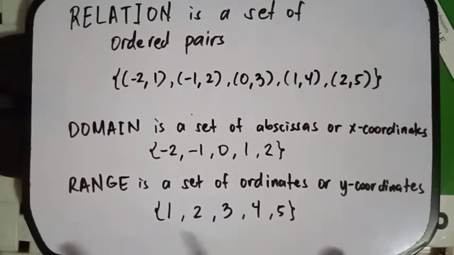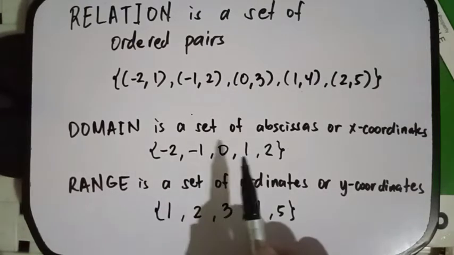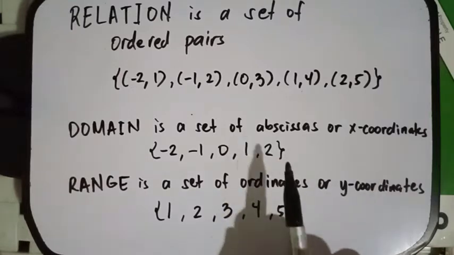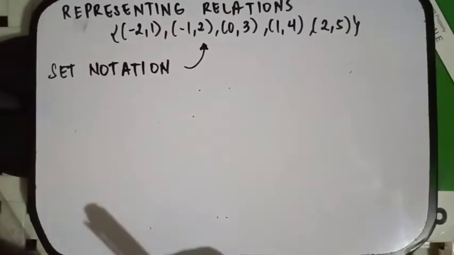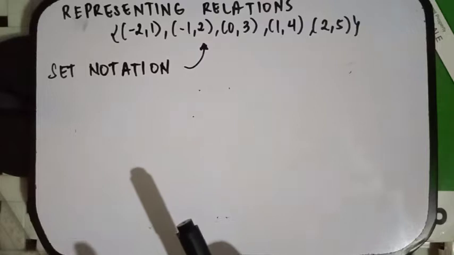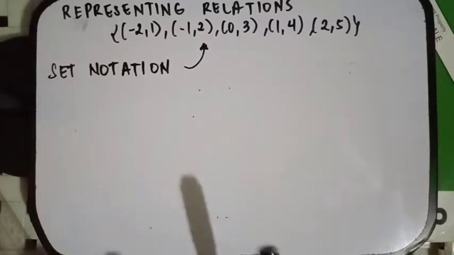Ayan. So, tandaan po natin na ang domain is a set of x-coordinates or abscissas, while range is a set of y-coordinates or ordinates. Okay? So, let us proceed sa representation ng relation. Ayan. So, dito, i-represent natin yung relations in different ways.